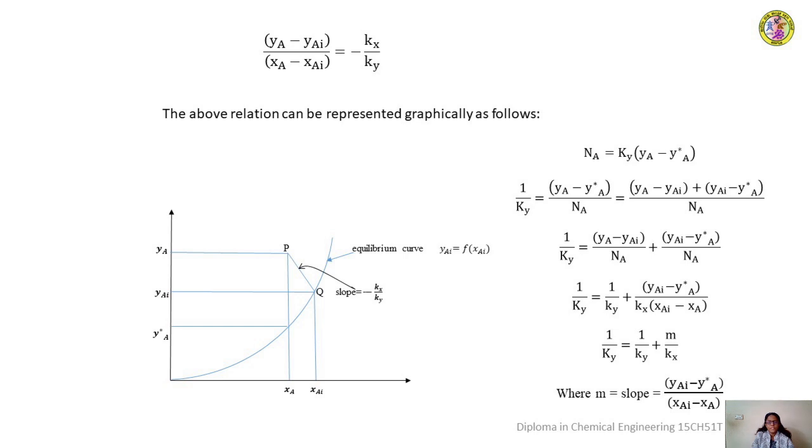Okay. So the equation that I've taken from the previous slide is Ya minus Yai divided by Xa minus Xai equals minus Kx by Ky. Now, if you take the Xa values on the x-axis and Ya values on the y-axis to construct the equilibrium curve, that is Yai equals a function of Xai. This equilibrium curve is obtained by plotting the various equilibrium values of Ya and Xa. Along with this equilibrium curve, we can also construct the line PQ having the slope minus Kx by Ky, as shown in the diagram.